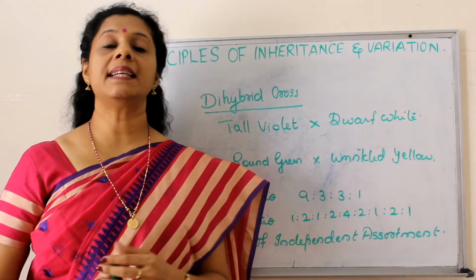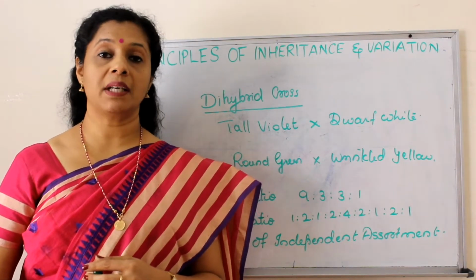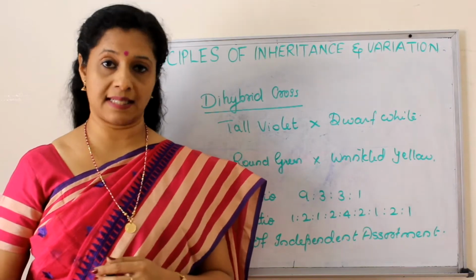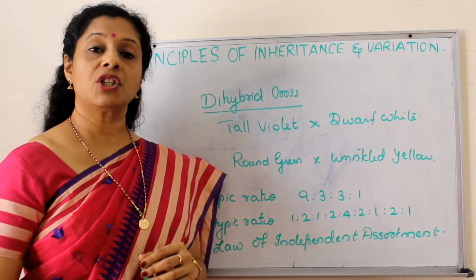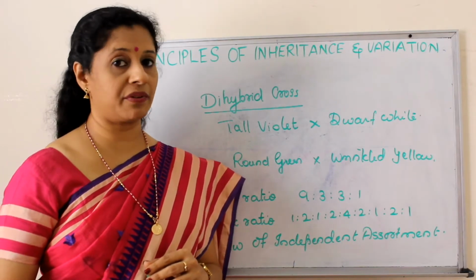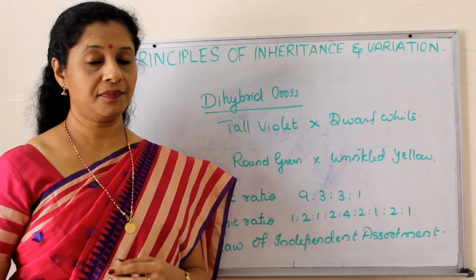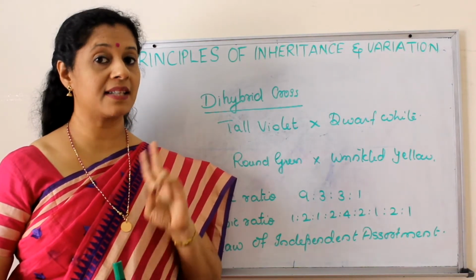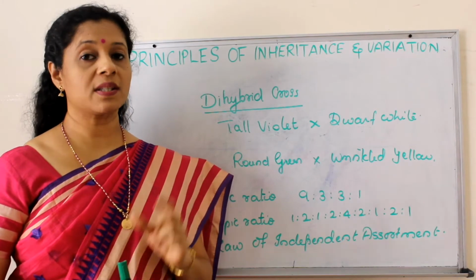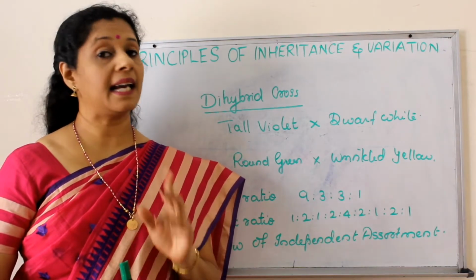So after completing his monohybrid cross involving a single character, Mendel started performing experiments including two characters at a time. For example, tall violet. Tall means the height of the plant, whereas violet means flower color. So here two characters are considered together, height as well as flower color. Such a cross involving two characters is called a dihybrid cross.